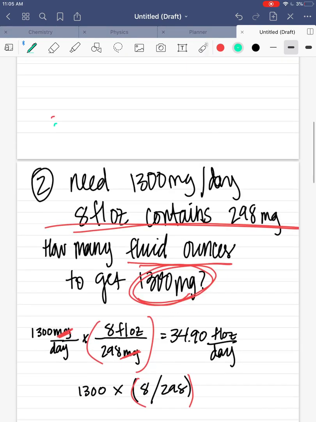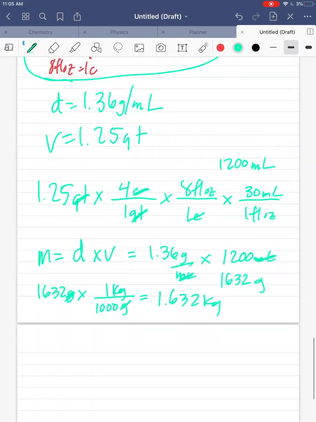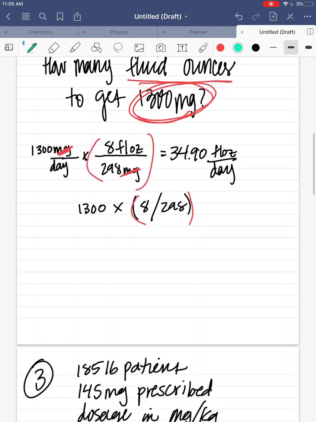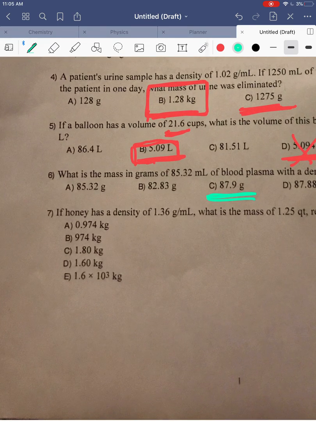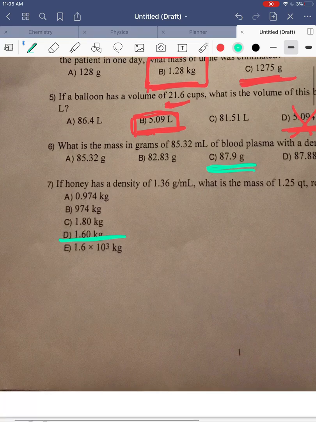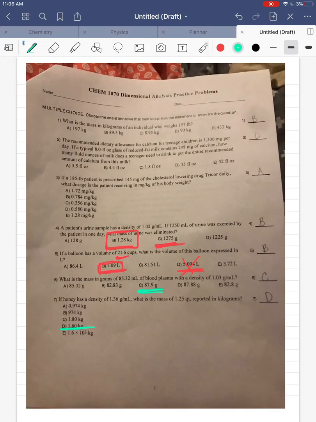1.632 kilograms. So it looks like the answers that they're giving you actually have the correct number of significant figures. So it's D.